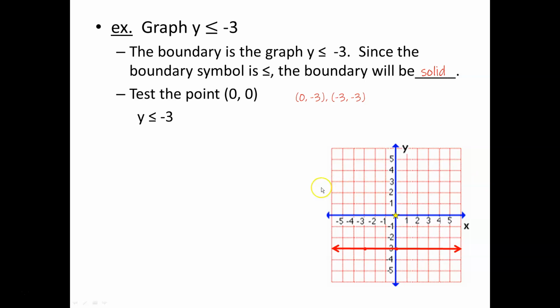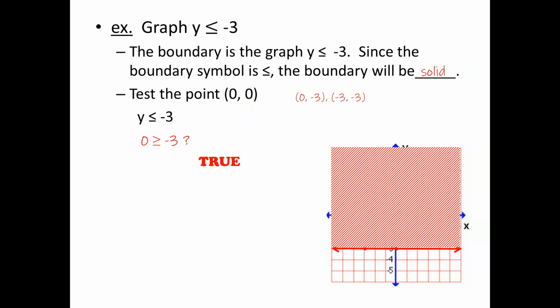Now we have to find our test point, 0, 0. But how do we test it? There's no x to put the 0 in for. It's okay. We don't have to worry about it. We're just going to put in our y. So 0 is greater than or equal to -3. Yes, 0 is greater than or equal to -3. And we shade where the point is.